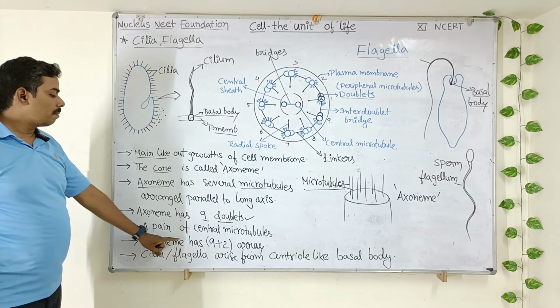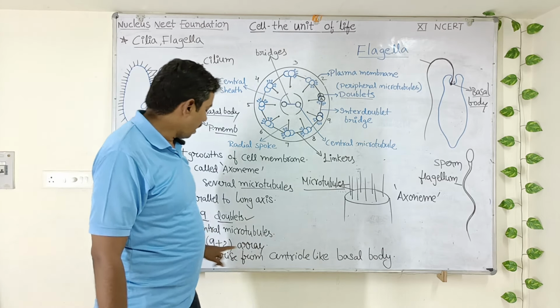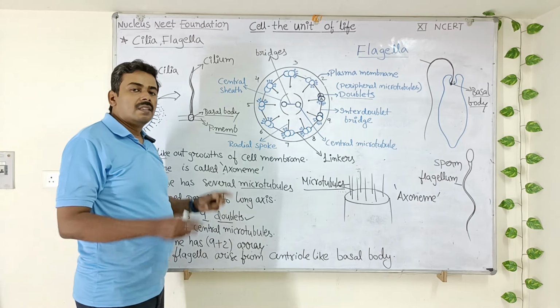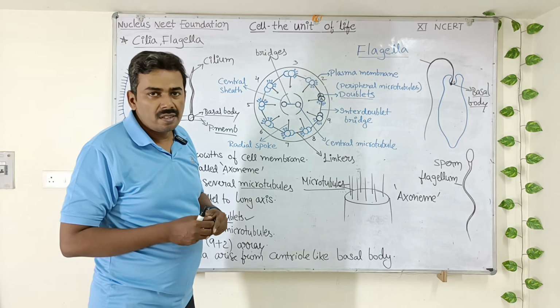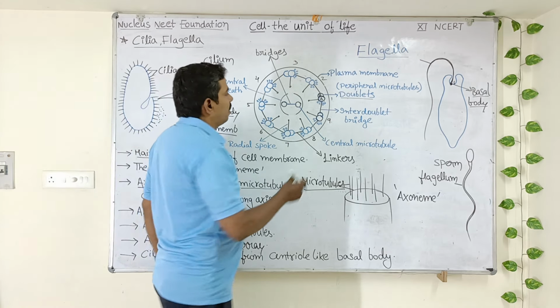Next, the axoneme has a 9 plus 2 array. What is the 9 plus 2 array? The 9 plus 2 array represents the pattern of arrangement of microtubules. 9 doublets are at the periphery.